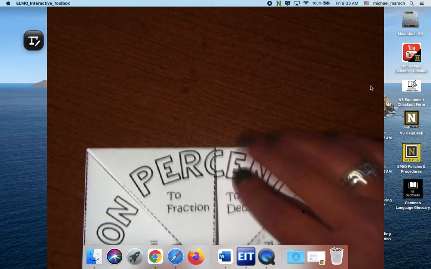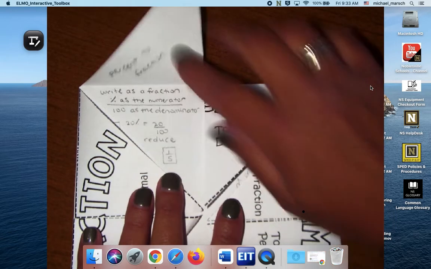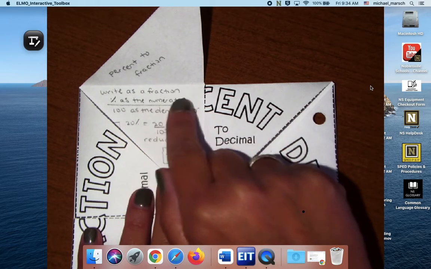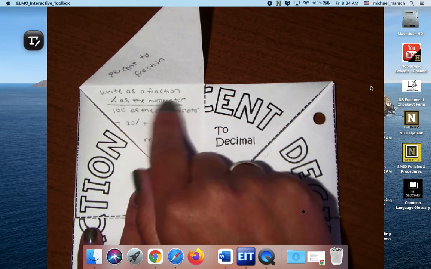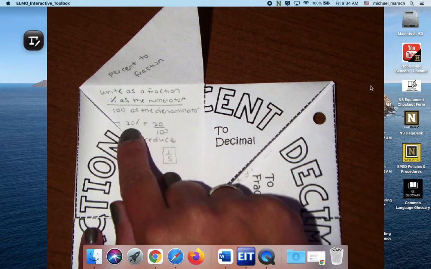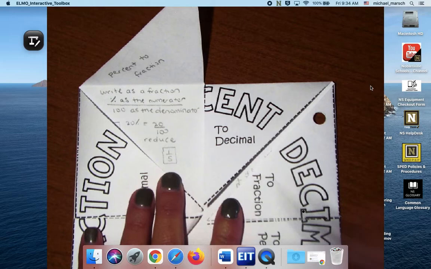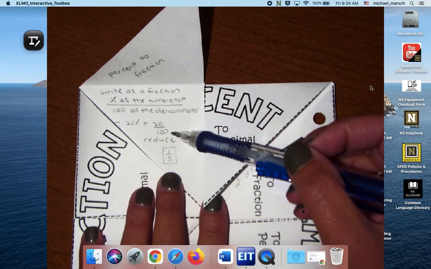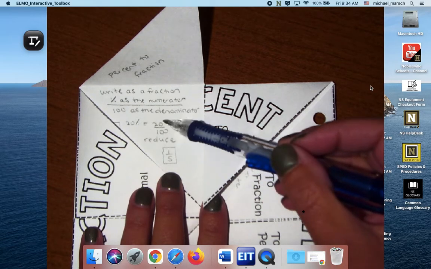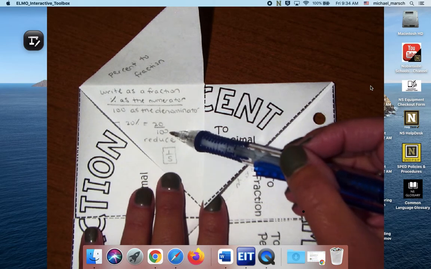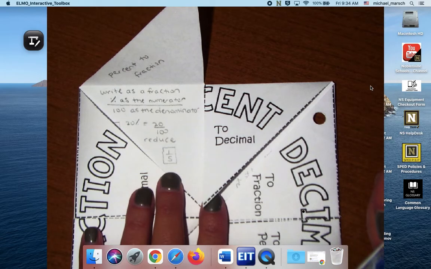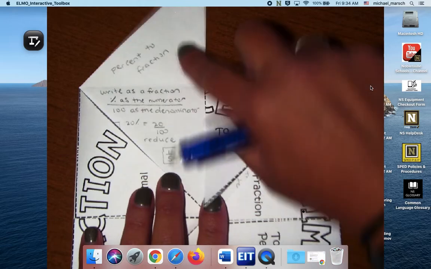Okay, we're going to scoot over to percent to fraction. So when I open up this flap, I'm going to write percent to fraction. So you're going to write the percent as a fraction. You take the percent value as the numerator, and then you write 100 as the denominator. So if I have 20%, I'm going to put that number 20 as the numerator, and then I'm going to make 100 the denominator, and then I'm going to simplify. I can reduce by doing 20 divided by 20, 100 divided by 20. And I would get 1/5 as my simplified fraction. Go ahead and pause, get that copied down onto your foldable.